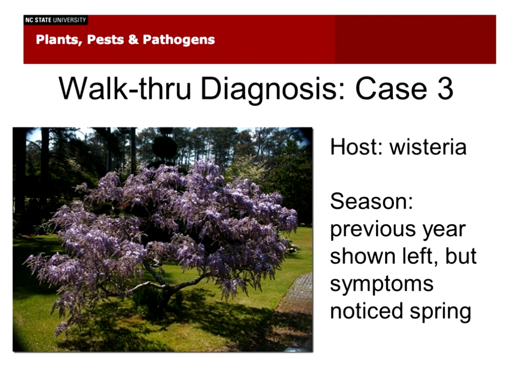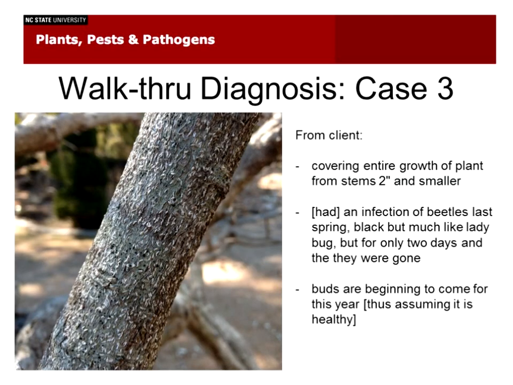Well, walkthrough diagnosis case three. The host here is Wisteria, whether you like it or not. This photo was actually taken the previous year, and there were no symptoms noticed until the spring, when there were no leaves on the plants. Basically what they saw was all these things covering the entire growth of the plant, from stems 2 inches and smaller. Now, they had an infestation of beetles last spring, black, much like ladybugs, but only for a couple of days and then they were gone. And this year the buds are beginning to come out, so we're assuming the general health of the tree is pretty good. It's not showing any delayed bud out, anything like that.